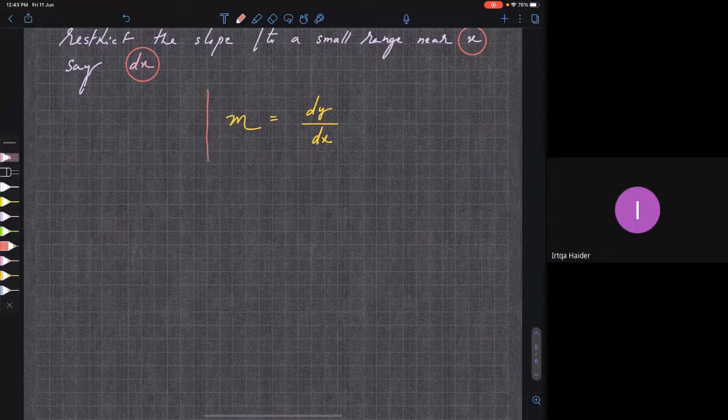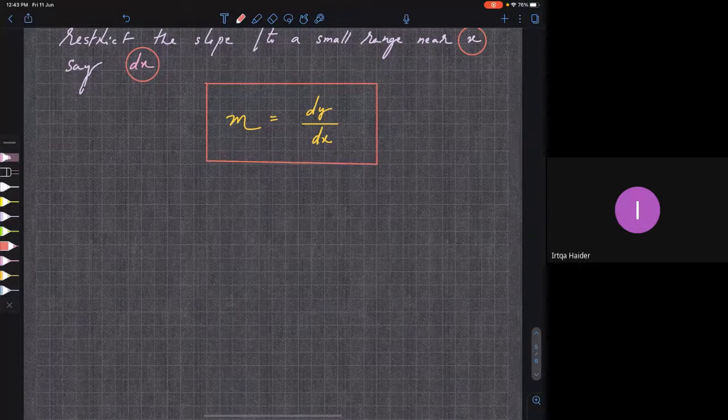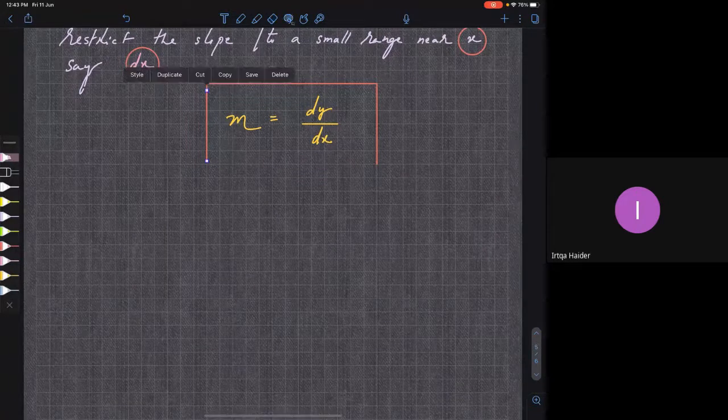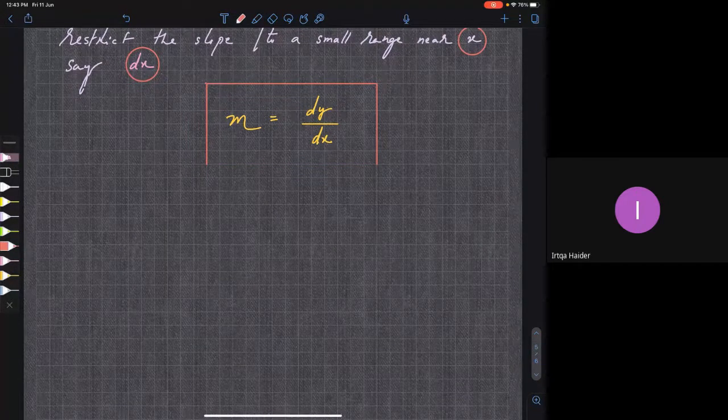Now the thing is, what is dy by dx in our situation? Let us try to understand. This is extremely critical. From this you can derive all the formulas of derivatives. All the formulas of derivatives you can derive. So let me see what dy by dx is.